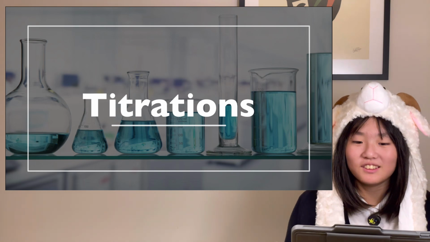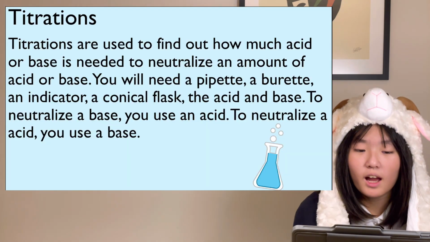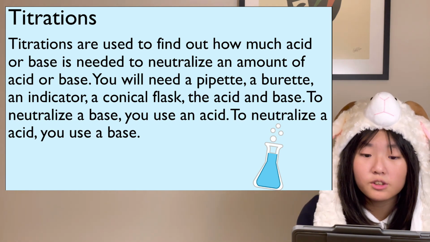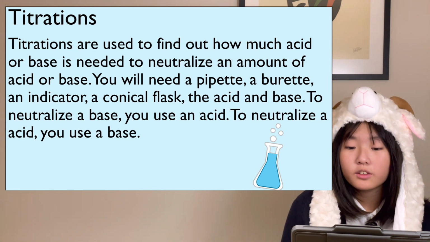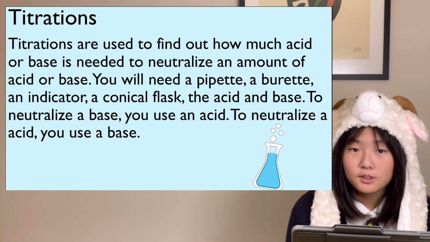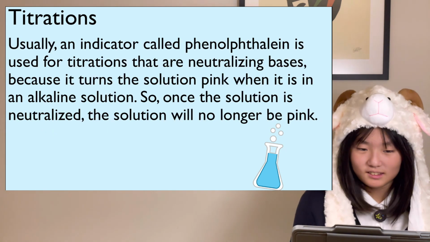Today I'll be teaching you about titrations. Titrations are used to find out how much acid or base is needed to neutralize an amount of acid or base. You'll need a pipette, burette, an indicator, a conical flask, the acid, and a base. To neutralize a base, you'll use an acid. To neutralize an acid, you use a base.